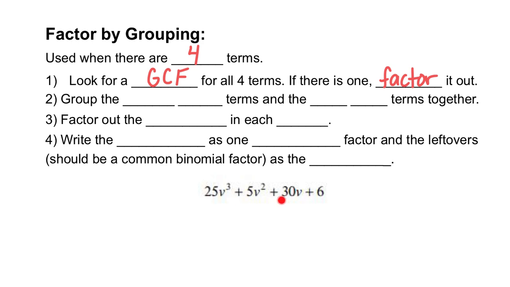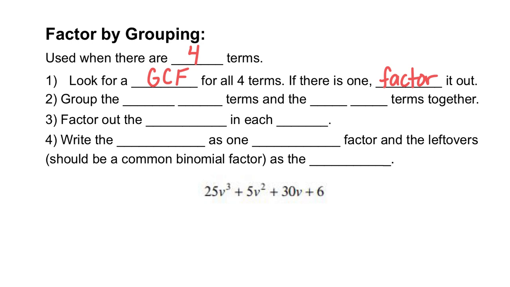So 25, 5, 30, and 6. 5 is our smallest number. 5 goes into 25 and 30, but not 6. And since 5 doesn't have any other factors other than 5 and 1, I'm not going to have a GCF in this problem. There's not a v in every term either, so I don't have a variable GCF. So I'm just going to leave it alone like it is and go on to the next step.